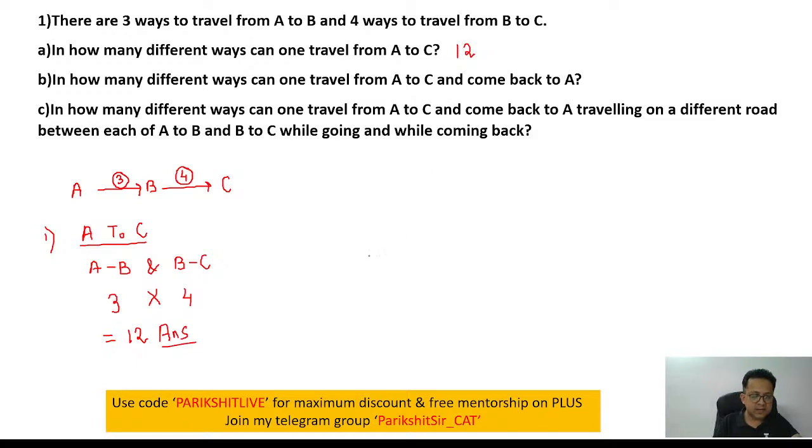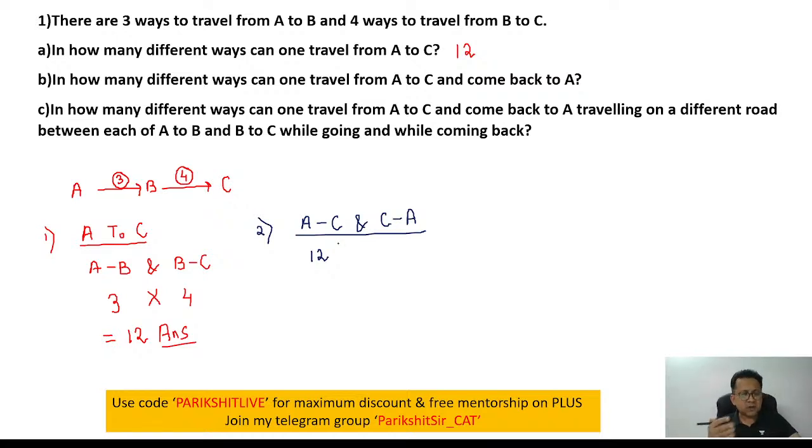Clear? Easy? Let's go to the second one. Number 2. In how many ways can one go from A to C and come back to A? So think about it. A to C, and then again C to A. We already discussed A to C is 12 ways. Similarly, C to A also will be 12 ways only, right?